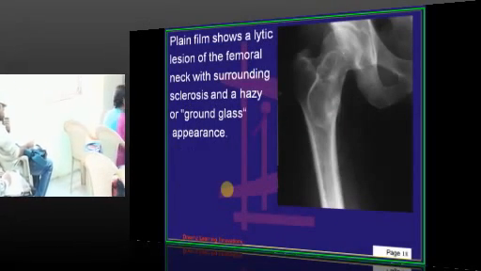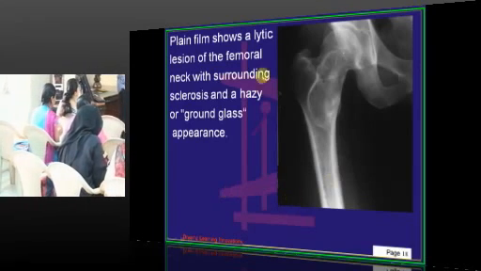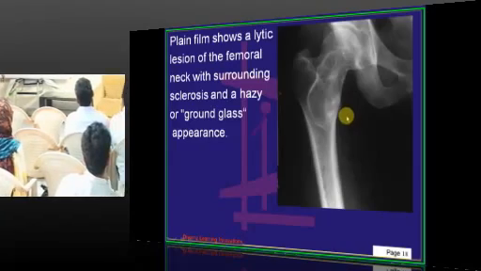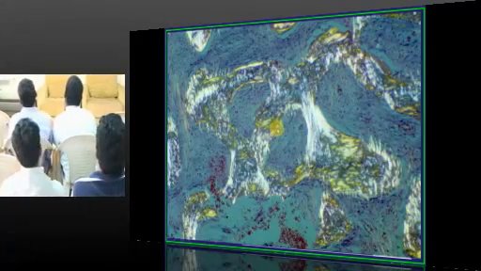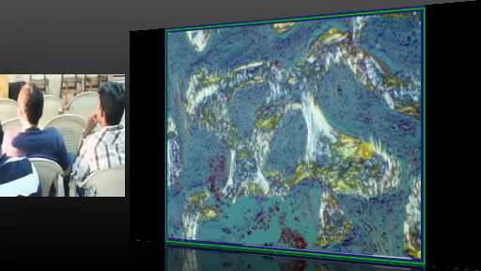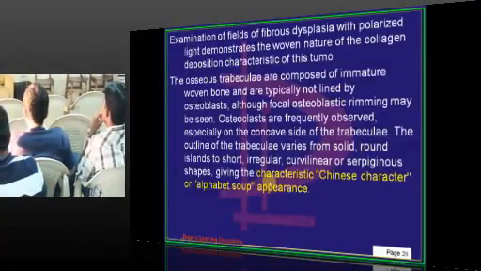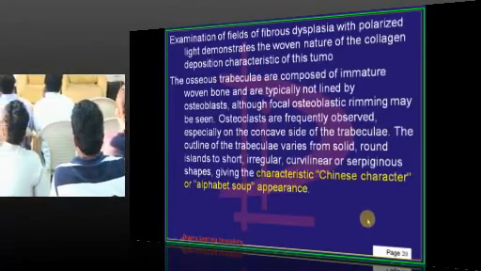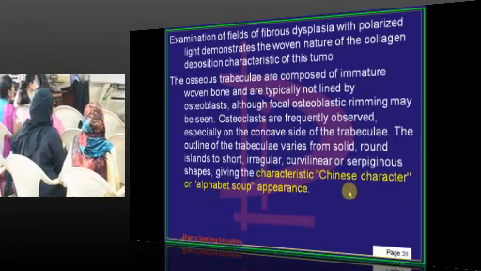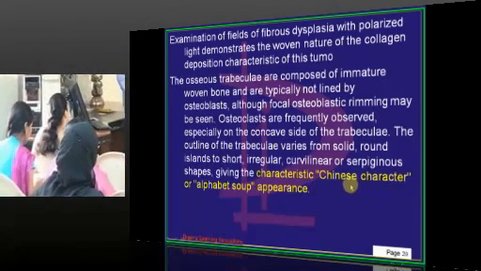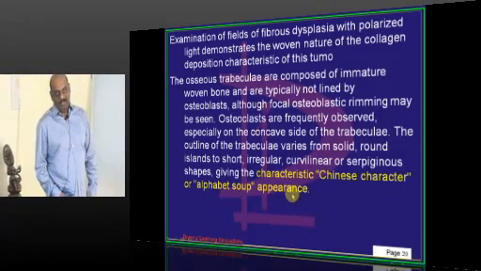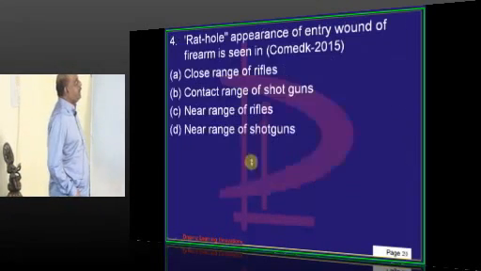So this is a classical plain film. This is called ground glass appearance, which the examiner is expecting from you in case of fibrous dysplasia. And that woven hamartomatous bone of fibrous dysplasia classically histopathologically looks like this, is what you need to understand. And one more important question that can come for the APPG, TGPG, TNPG is in fibrous dysplasia you have what is called Chinese character or alphabet soup appearance. Histopathologically is what you need to remember.